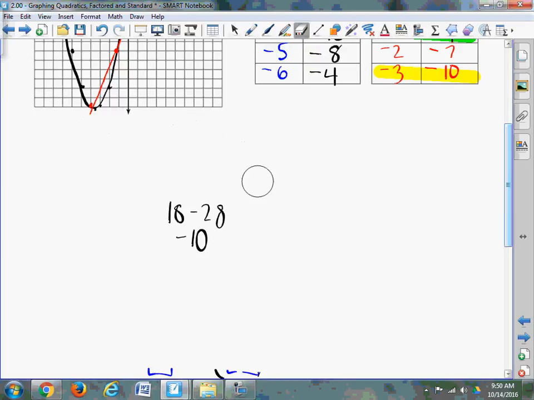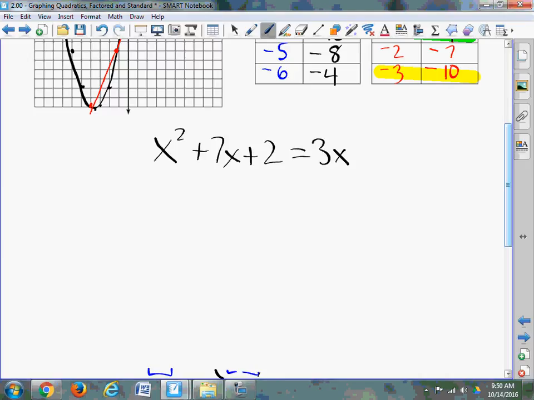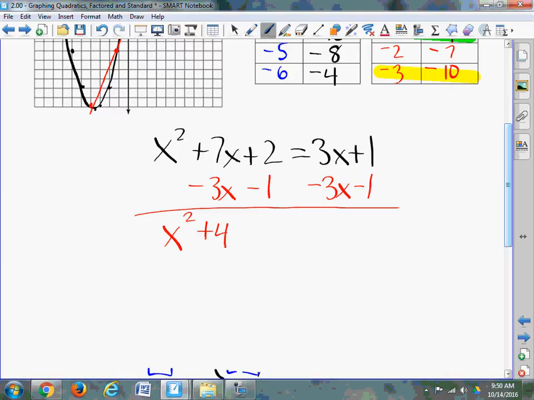All right, so we're just going to set the two equations equal to each other and solve it. We get x squared plus 7x plus 2 equals 3x plus 1. We need to set the right side equal to 0 so that we can try and factor. Subtract 3x, subtract 1. So I get x squared, 7 minus 3 is 4. Wait, this was a -1, so this should be +1. All right, and 2 plus 1 is 3.